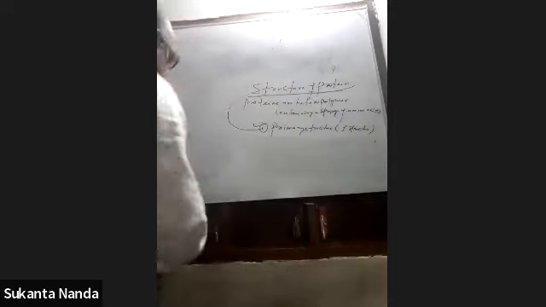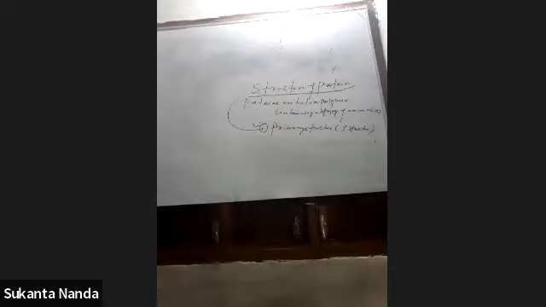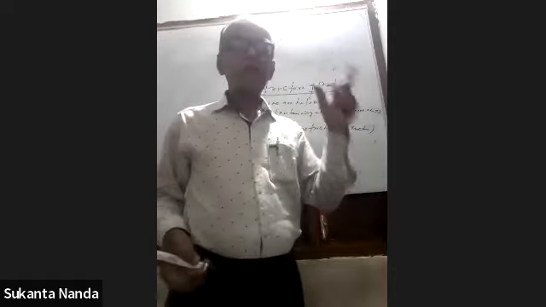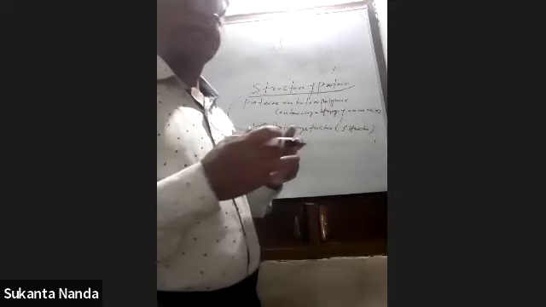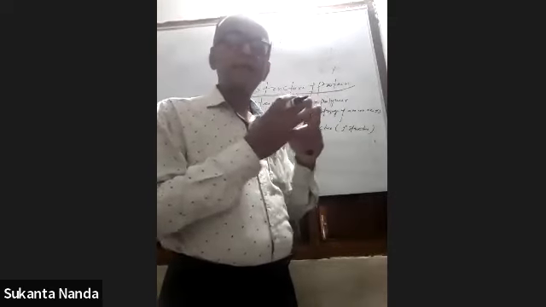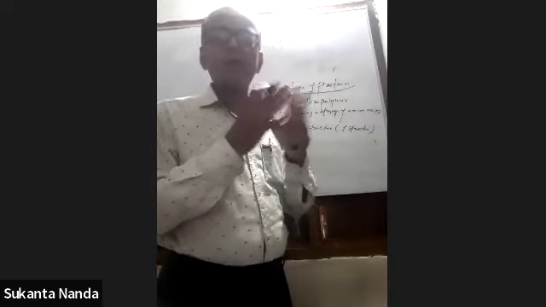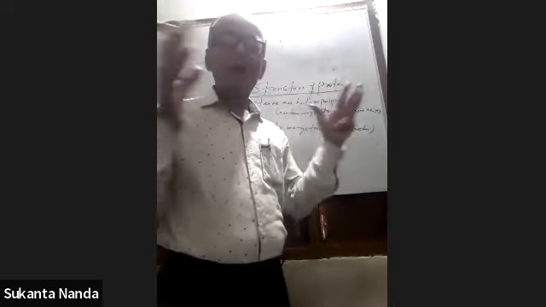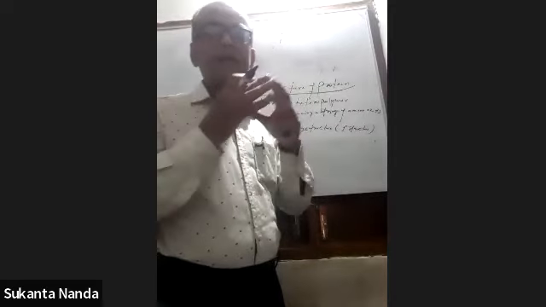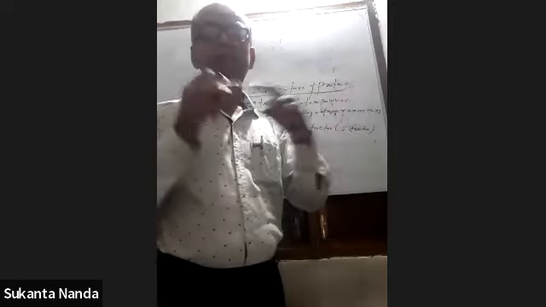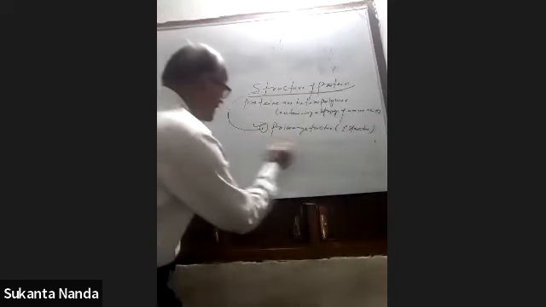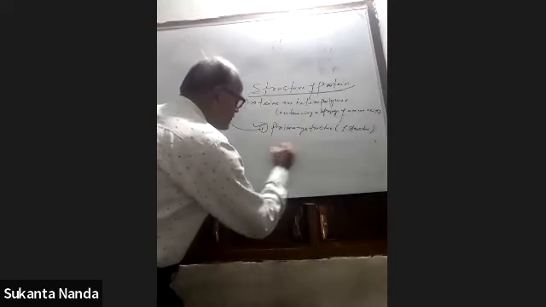You know that proteins are made up of different types of amino acids, and such amino acids bind to each other by peptide bonds. Peptide bonds bind each amino acid and make one polypeptide chain.